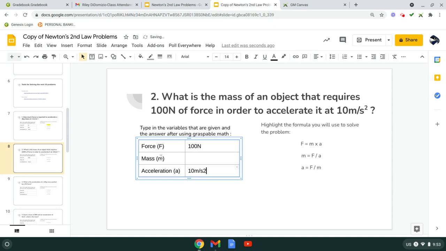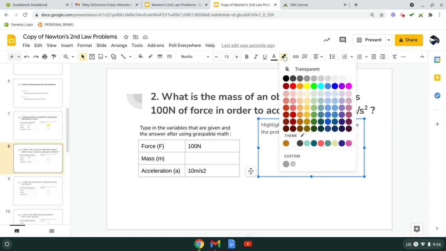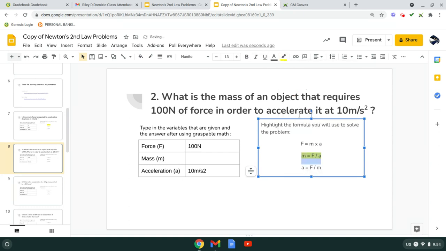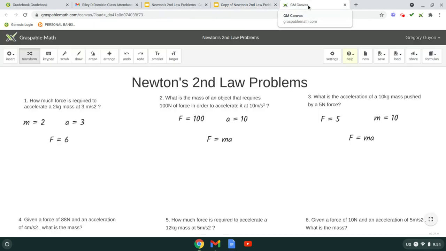In this problem, we're looking for mass, so we're going to use the M equals F divided by A formula. Highlight that and then make it yellow. Now we can go and use Graspable Math to solve the problem.